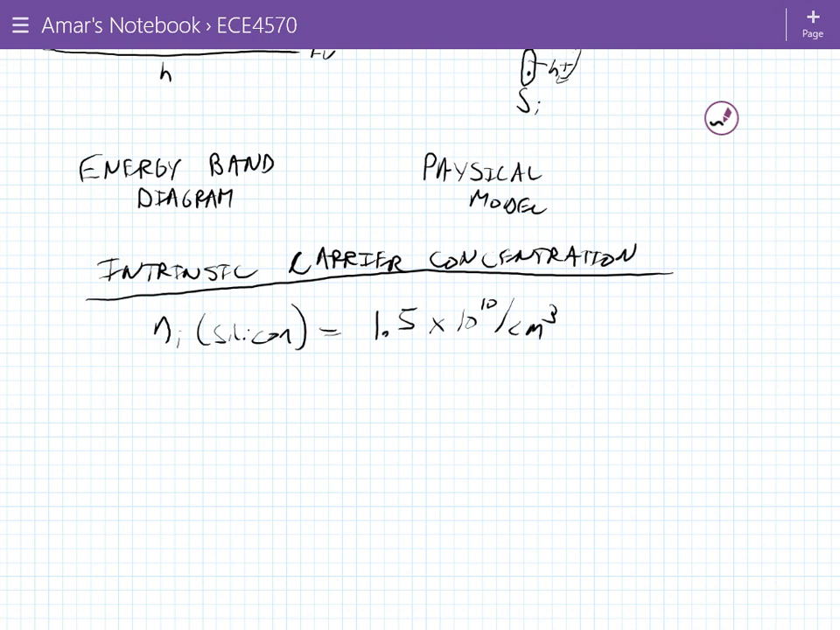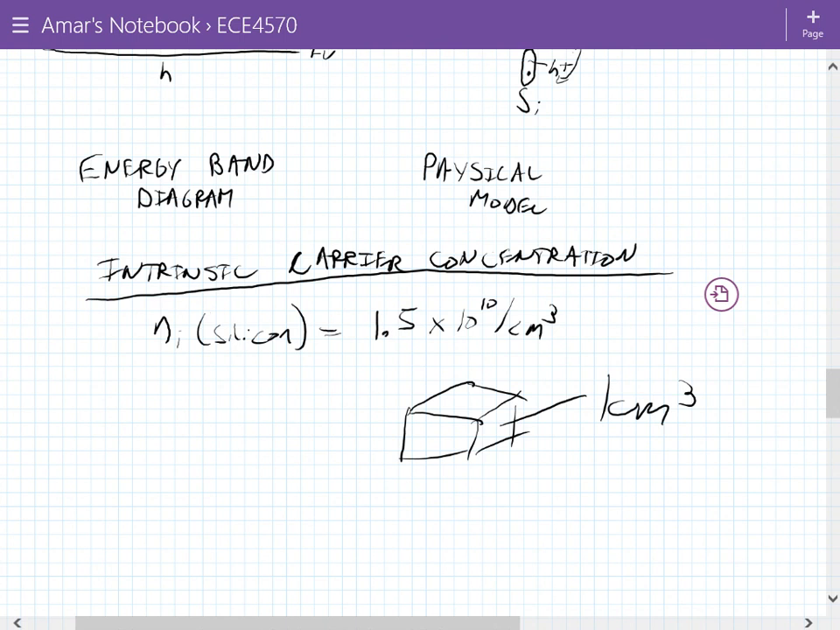This means that if we were to take 1 centimeter cubed of silicon, and we were to count up all the electrons and all the holes within here, the number of electrons would equal the number of holes, and that would be about 1.5 times 10 to the power of 10 electrons or holes. Okay, they're created in pairs, so the number of them are equal.